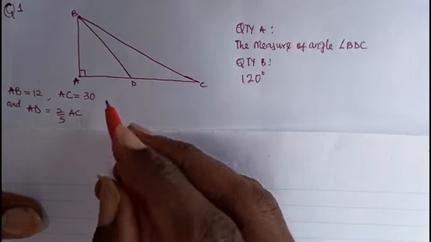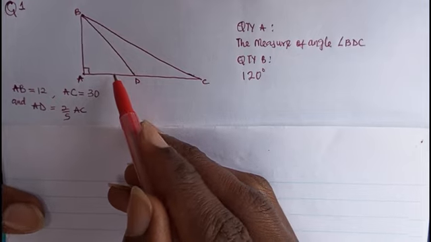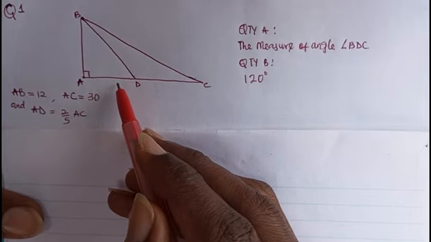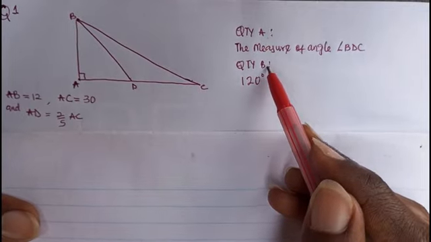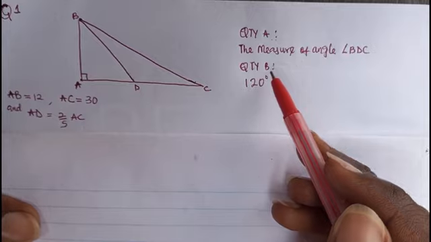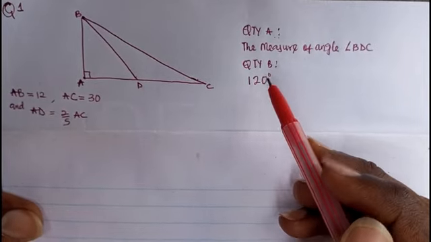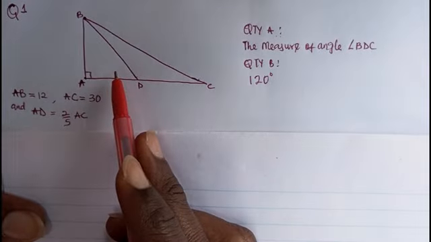Welcome viewers. Question number 1 is a quantity comparison question. Here we have a triangle, and in this question we want to see if quantity A is greater than quantity B, or quantity B is greater than quantity A, or they are both equal, or they don't have any relationship at all. So we start with the information that has been given to us about this triangle.